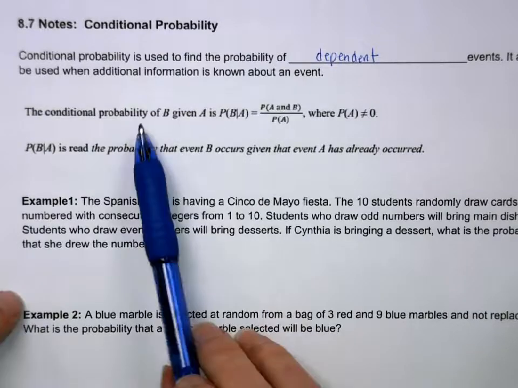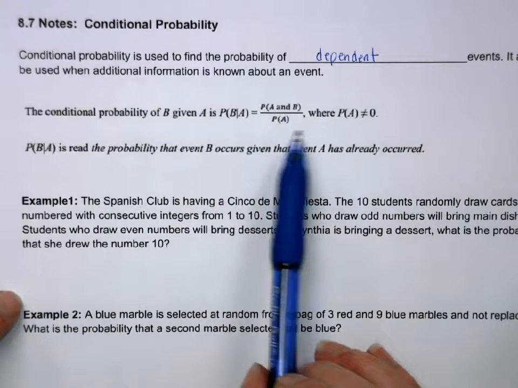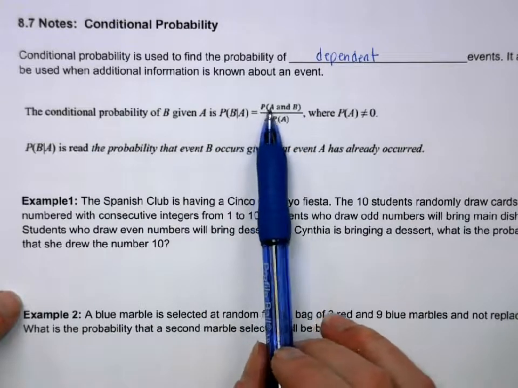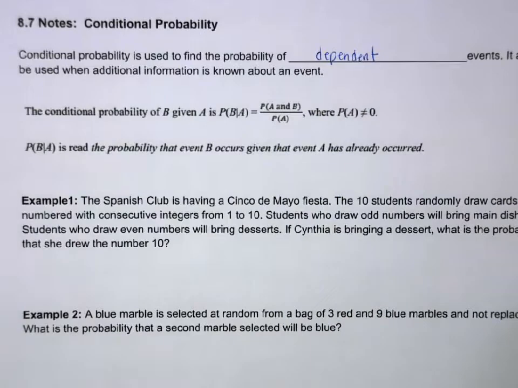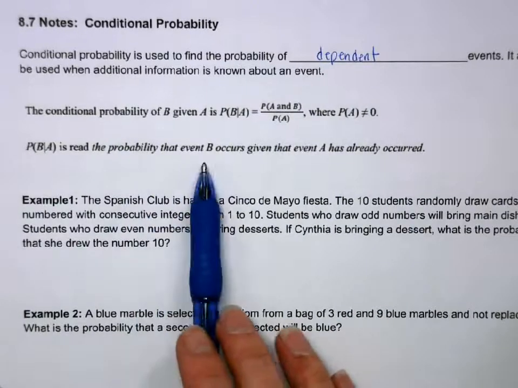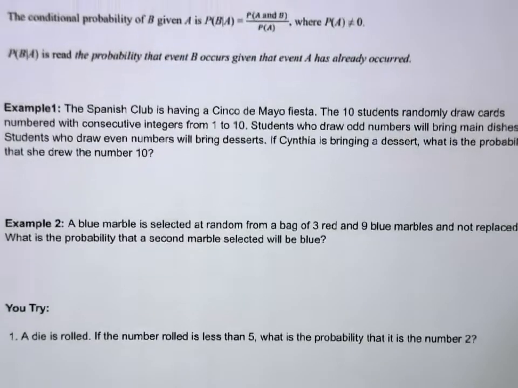So the conditional probability of B given A, and you can write it like this, it's the probability of A and B over the probability of A, as long as A is not 0. This is the probability that event B occurs given that A has already occurred. So let's look at how this works out.